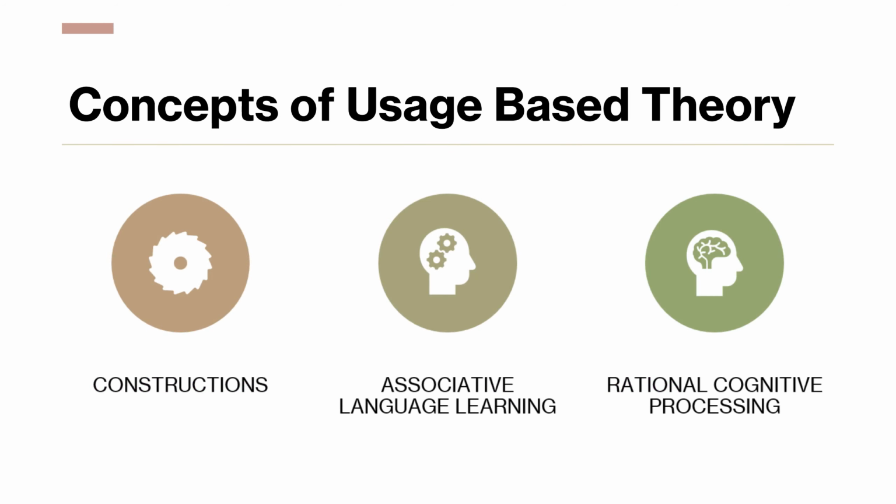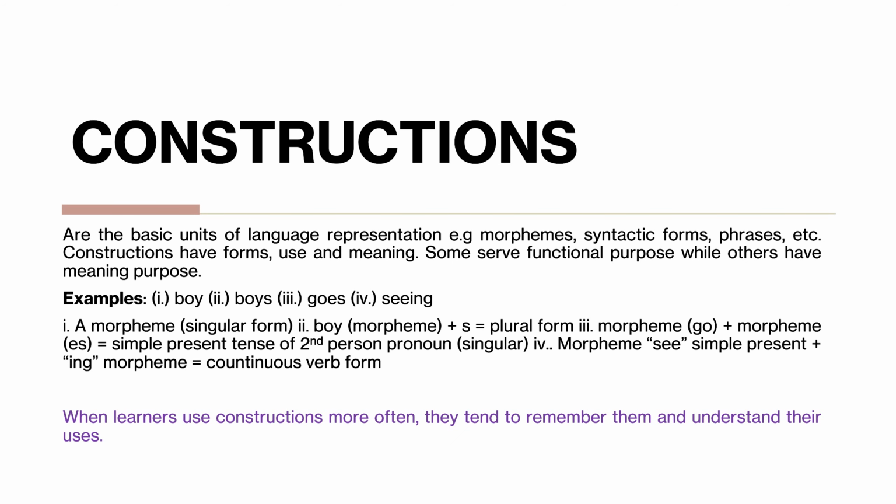Now let me explain 3 constructs of usage-based theory: constructions, associative language learning, and rational cognitive processing. According to usage-based theory, constructions are the key assets to learning a language. They are the basic units of language representation. Construction constitutes all the forms of language: words, morphemes, phrases, all language forms.